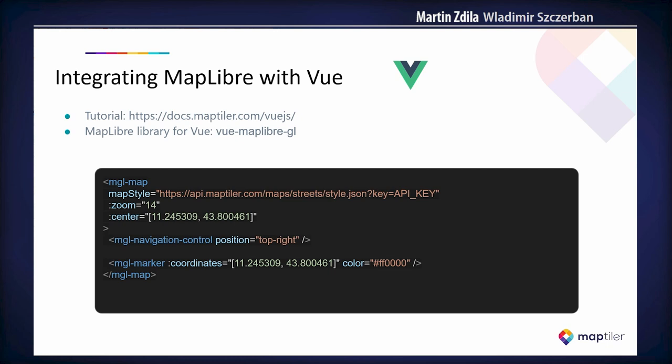Next library is for Vue. It's also similar to React or Svelte. It brings its own markup where you specify the map style and some initial position. In this example, you can see there is an element that tells us that we want navigation at the top right position and also a marker on some coordinates. And for every one of these examples, you can find, again, tutorials and demos directly on docs.maptiler.com. We include samples which use these libraries for every framework, but also how to use it without these libraries, so accessing the MapLibre API directly.